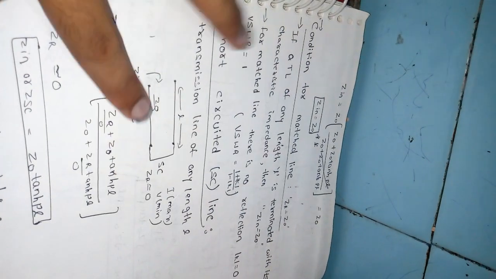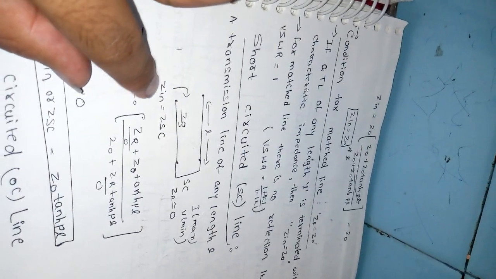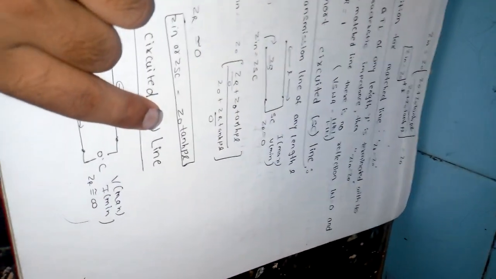Next we have the short circuited line. What does short circuited line mean? The load equal to 0, that is ZR equal to 0. In a short circuited line, we know current is maximum and voltage is minimum. Then Zn for the short circuit line is indicated by ZSC. Putting ZR equal to 0, we have ZSC equal to Z0 tanh gamma L.